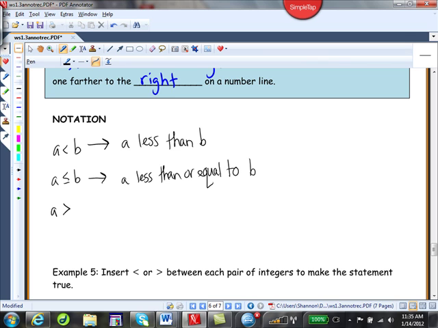And then if we have this one here, notice that the point points towards the smaller number. So this one means that A is greater than B. And then again, if you have the line underneath, you're going to have A greater than or equal to B.